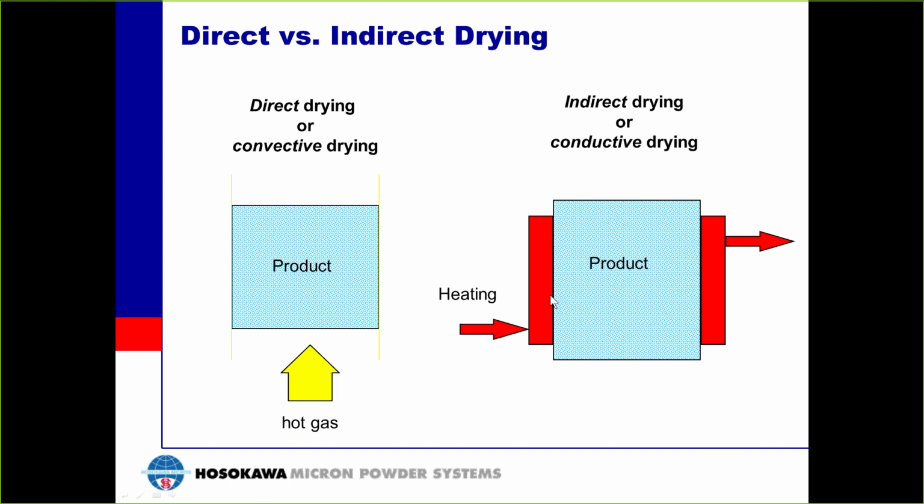You're conducting the energy through the wall. Only the product that's at the edge is going to really see that energy readily. So this is a much less efficient process than direct drying, it's going to be a much slower process, and it's going to be harder to get this heat into the bulk of your product.